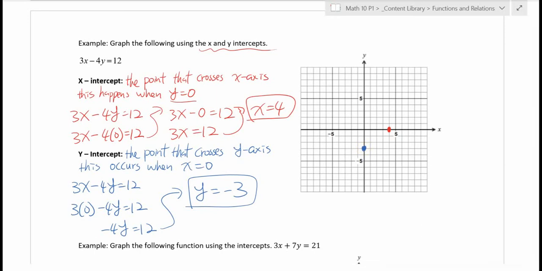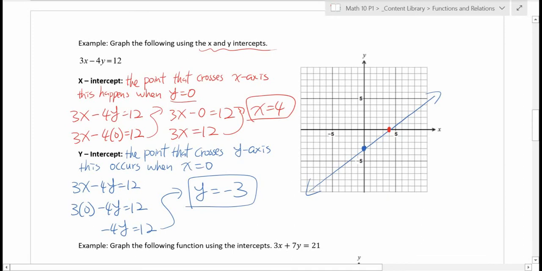To be honest, to draw a line, all you need is 2 points. Because then you can just connect those 2 points, and you can make a straight line. That's what you need to make a straight line: 2 points. So if you draw it, it looks something like that. There is your graph.